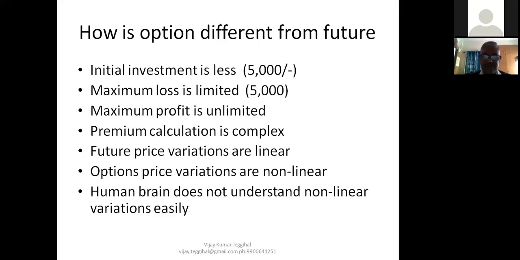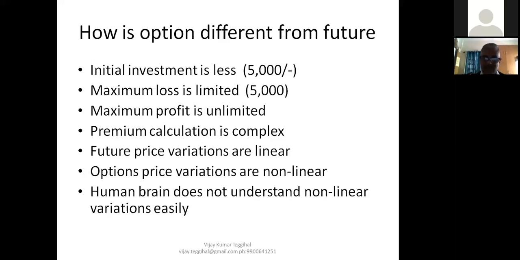Yes. Okay. How is an option different from a future? But first of all, what are options? Okay, an option is a type of derivative. For those of you who may be familiar with the word derivative, it may not need an explanation.